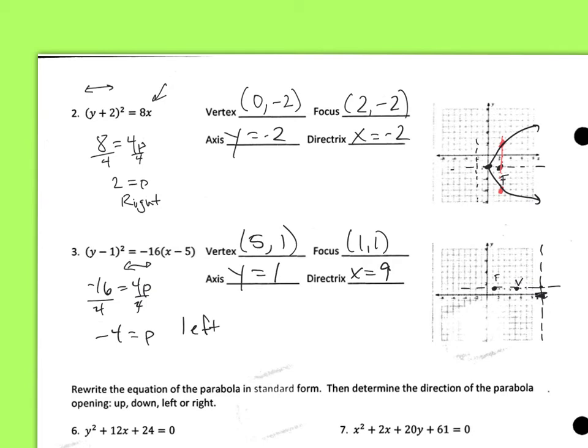Now, to draw the graph, we're trying to look at the 16. I know it's negative, but the negative controls the left. So now we're just talking about the 16. So we're going to take 16 and we got to split it up evenly. So we're going to go from the focus, 8 up and 8 down.